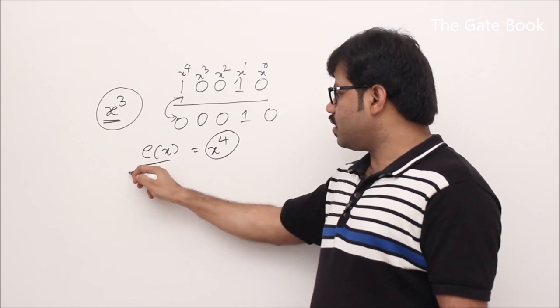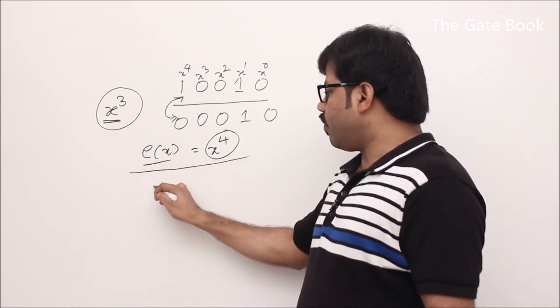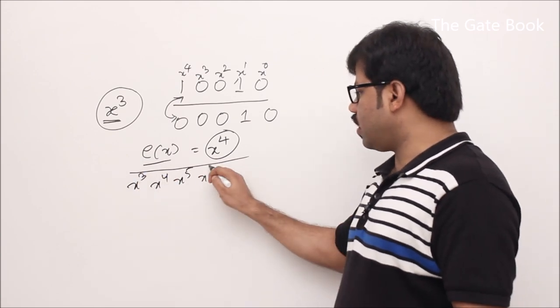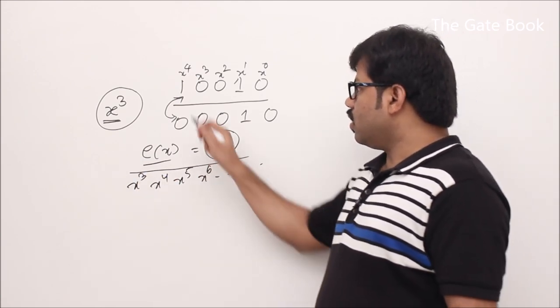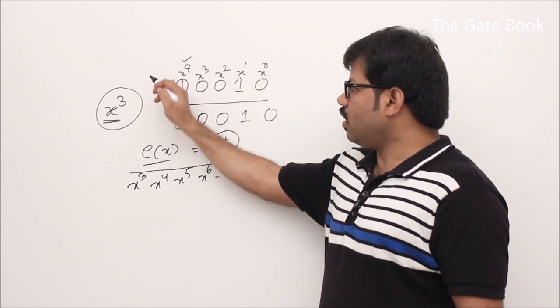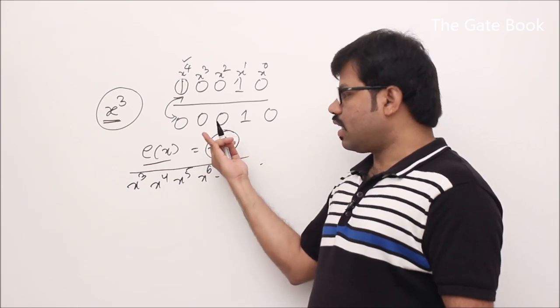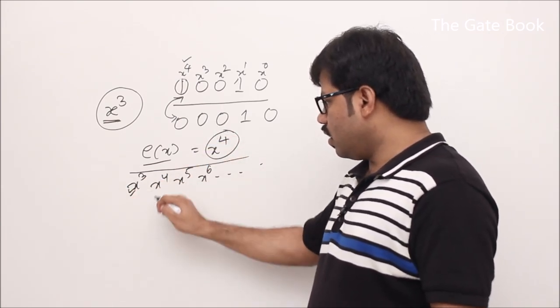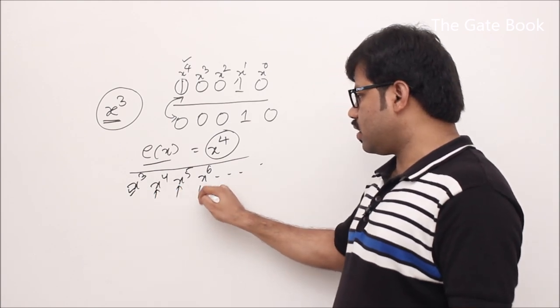So how can you summarize it? Very simple. So x cube divides x power 4, x power 5, x power 6, everything, right? So that means whenever there is a single bit error at the 4th position or 5th position, then definitely it can't detect. At the 4th position also it can't detect. That's why, the 4th position, this represents the 5th position, 6th, 7th, everything.